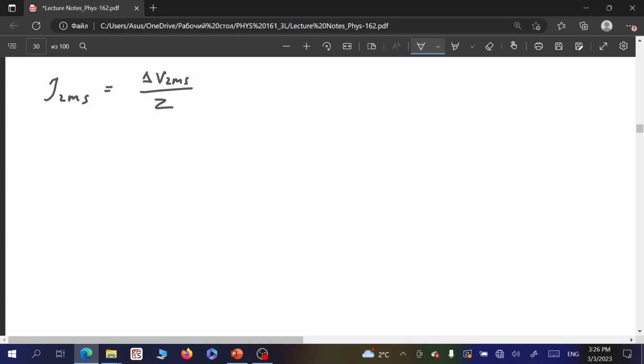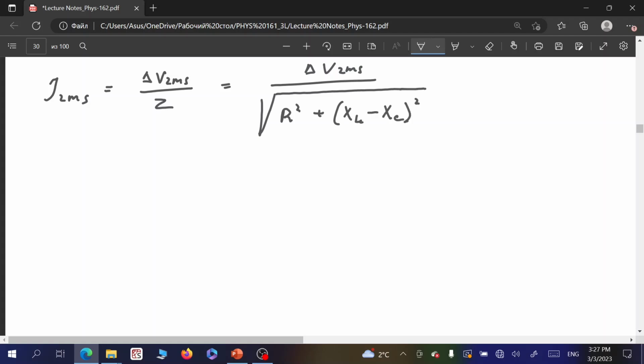So how do we define impedance? We remember from the previous discussion that delta V RMS will be equal to the magnitude of impedance, that is the square root of R squared plus (XL minus XC) squared. So we know that these guys, XL and XC, are functions of frequency.